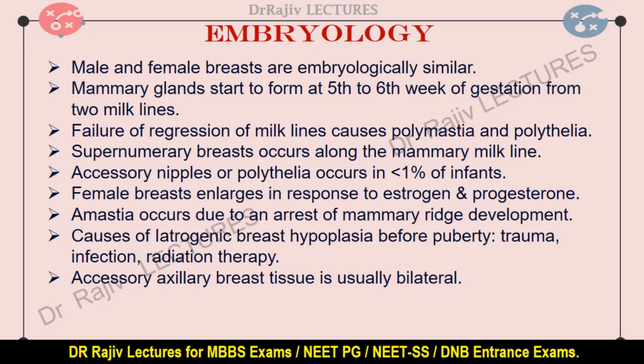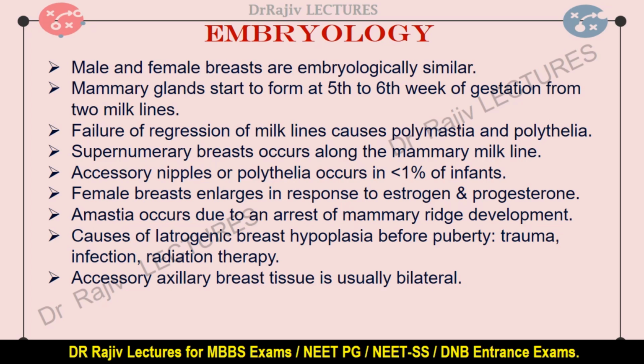Amastia or absence of the breast is a rare anomaly. It results from an arrest in the mammary ridge development during the 6th fetal week. In Poland syndrome, there is hypoplasia or complete absence of the breast, costal cartilage and rib defects, hypoplasia of the subcutaneous tissues of the chest wall, and brachysyndactyly. Iatrogenic breast hypoplasia may also result before puberty due to trauma, infection, or radiation therapy.